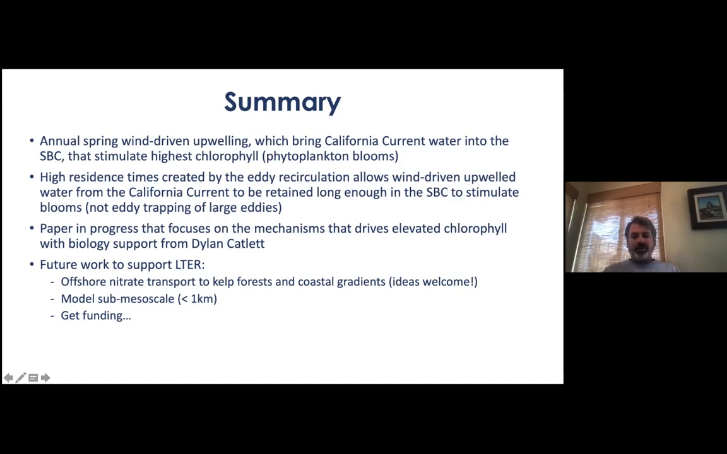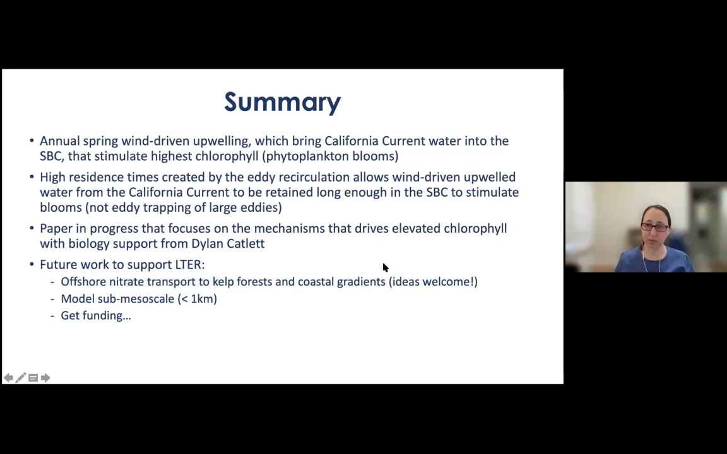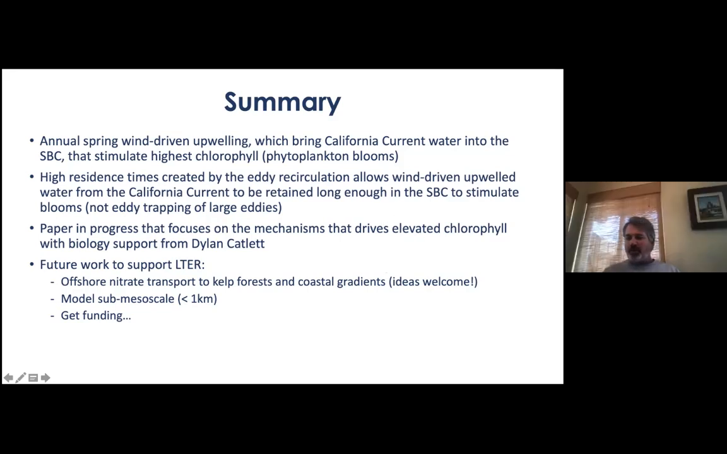I have some questions, but people raise your hand if you have questions, and I'll start off with one. I was wondering, do you have an idea of what the average time period is of the anomalous summertime upwelling events that you were seeing along the coast?